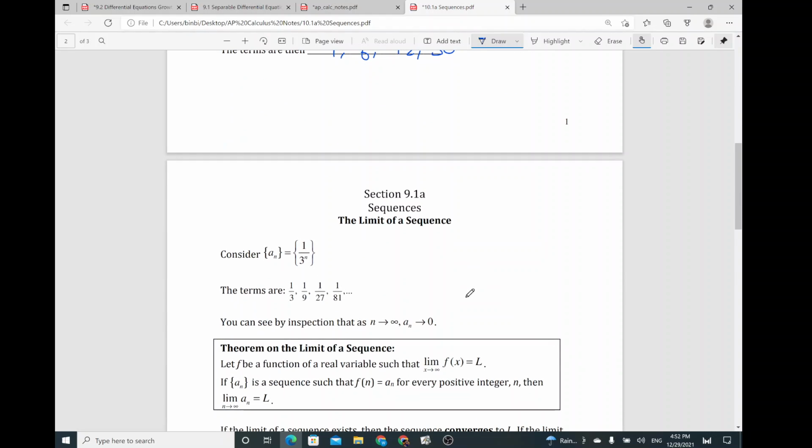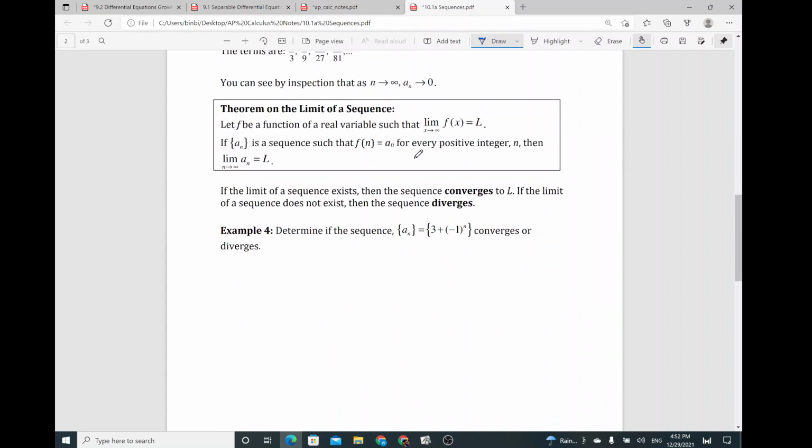The other one: consider that the set of a sub n is given as 1 over 3 to the power of n. So the terms are 1/3, 1 over 9, 1 over 27, and if you start with n equals 1, 1 over 81. By inspection, as n goes to infinity, a sub n goes to 0, because the numbers are getting smaller and smaller, eventually getting close to 0.